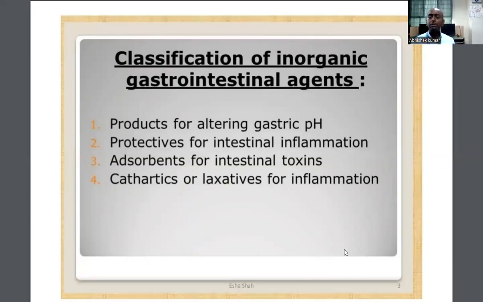If inflammation happens in the stomach region, then it will help to minimize the inflammation. If some toxic substance is secreted in our stomach, then it helps to absorb that toxic substance and gives the body a good environment. Cathartics and laxatives also help in inflammations.